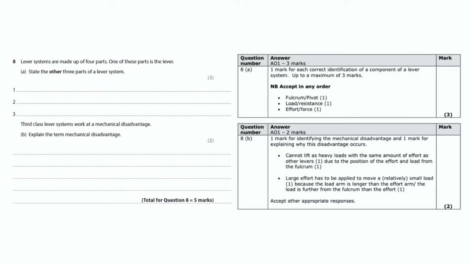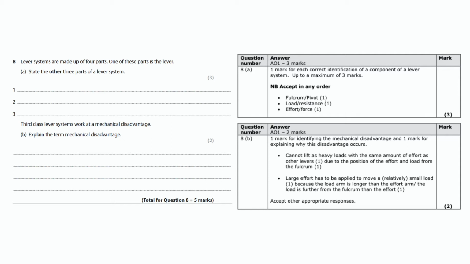Next question, so this says number 8 next to it, question number 8. Lever systems are made up of 4 parts. One of these parts is the lever. State the other 3 parts of a lever system. So this is probably the easiest question you could ever get on an exam. 1 mark for fulcrum, 1 mark for load, 1 mark for effort. 3 marks there and then, nice and easy.